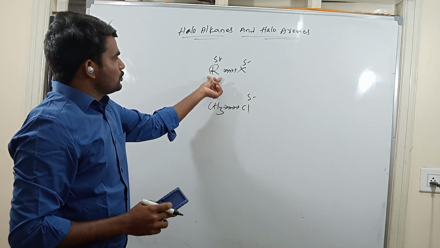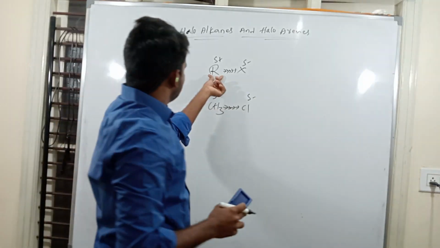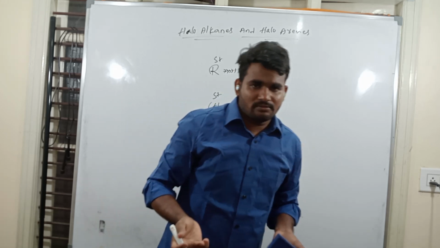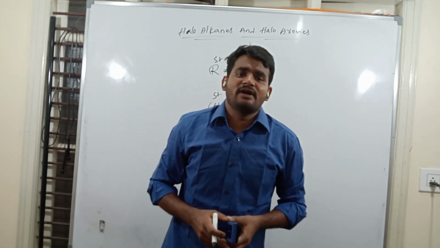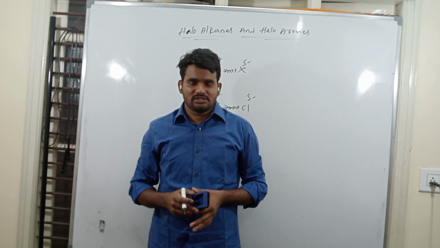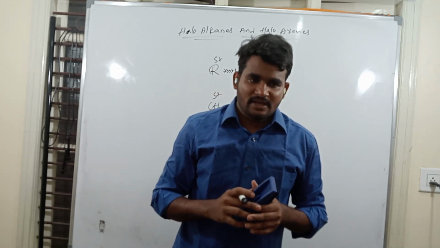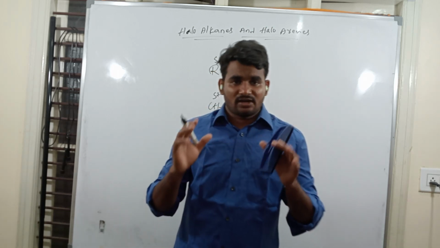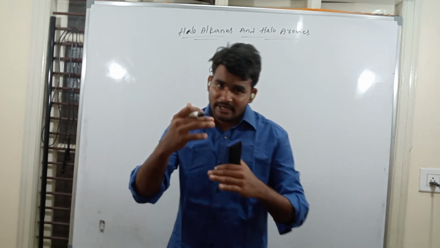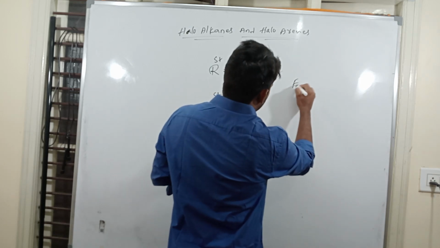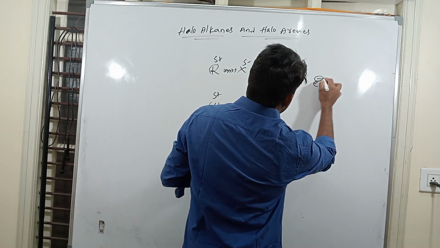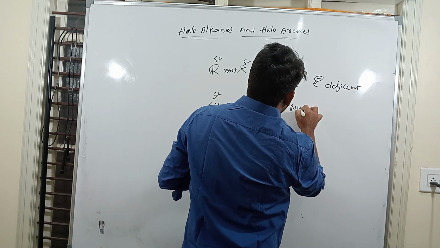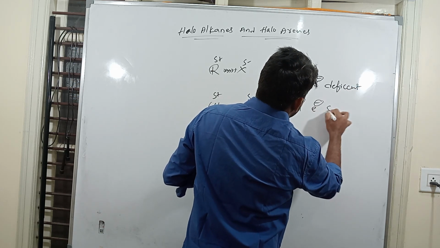Here, R has what charge? R is positive. Positive charge is nothing but an electrophile. What is an electrophile? An electrophile is an electron deficient species. It tends to attract electrons. What is a nucleophile? A nucleophile is an electron sufficient species. It tends to donate electrons.